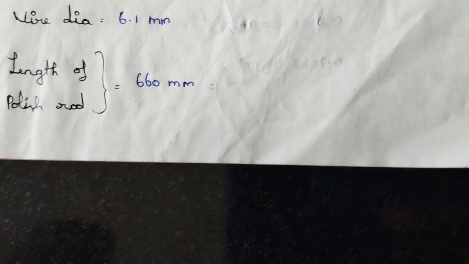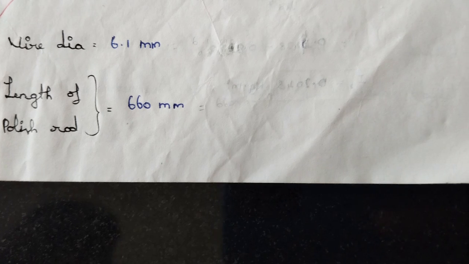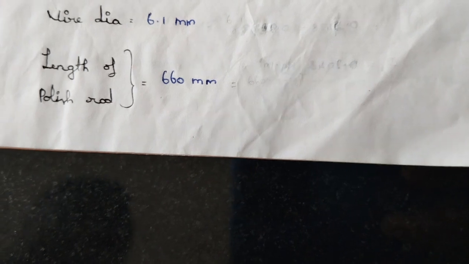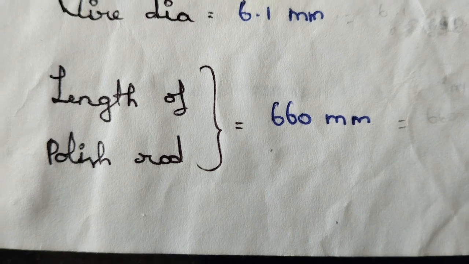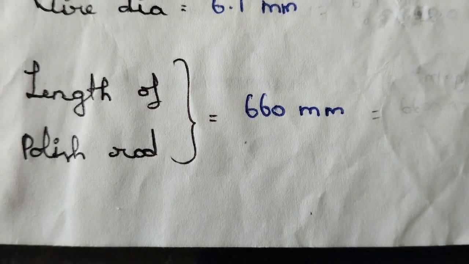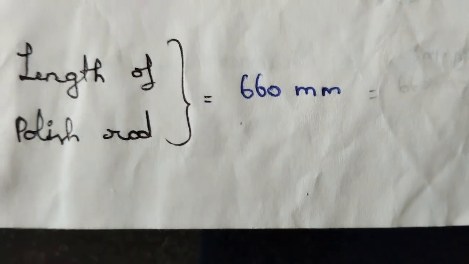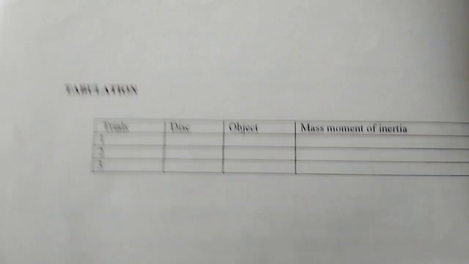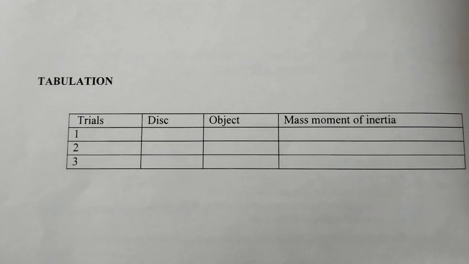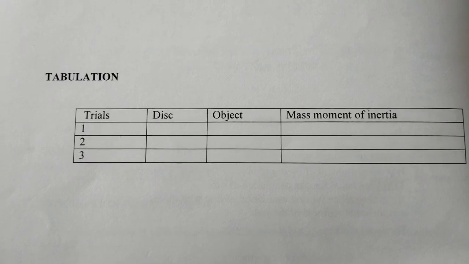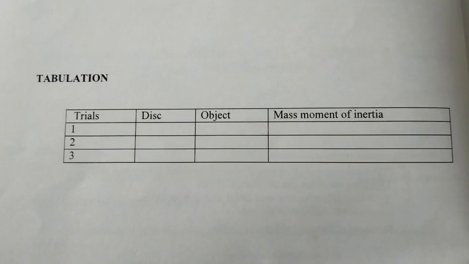For this experiment we are using a shaft diameter of 6.1 mm and length of the polished rod equal to 660 mm. Next we are going to see the tabulation of the experiment. For this experiment 3 trials are done and the time is taken for the moment of inertia.